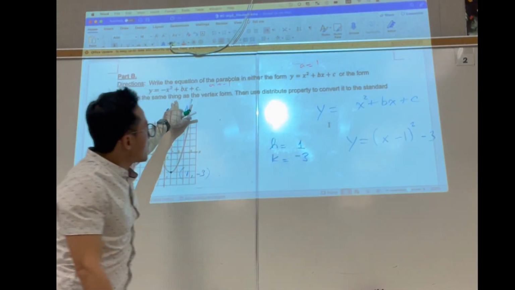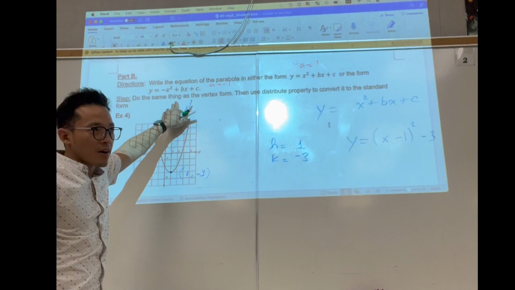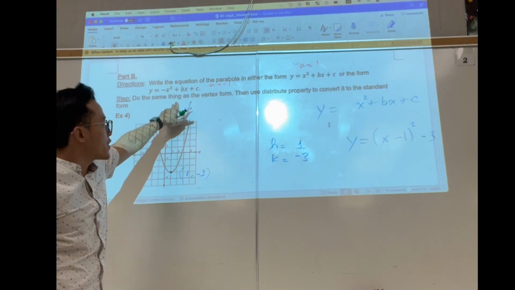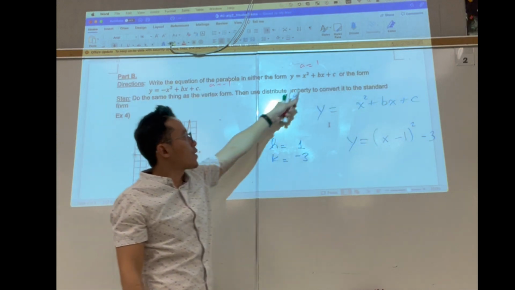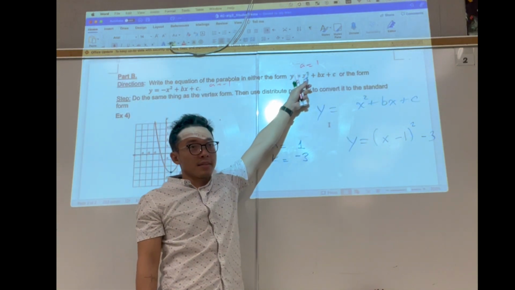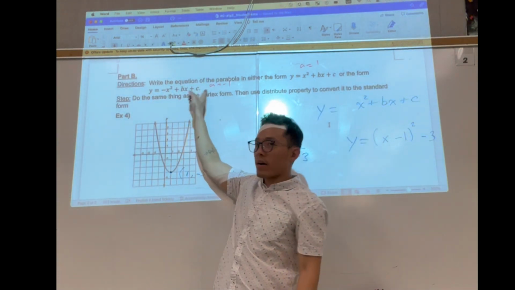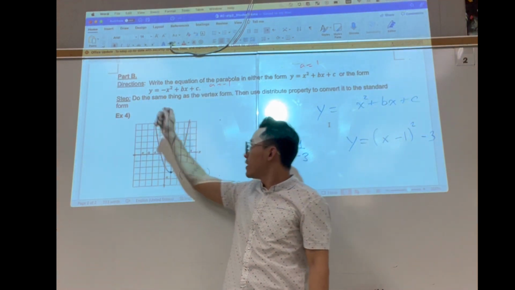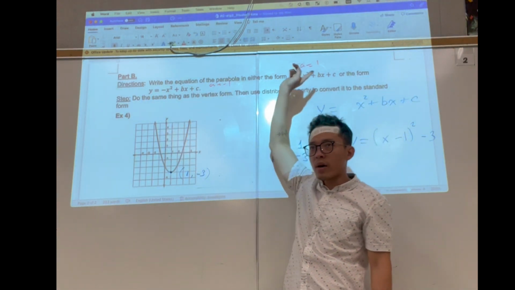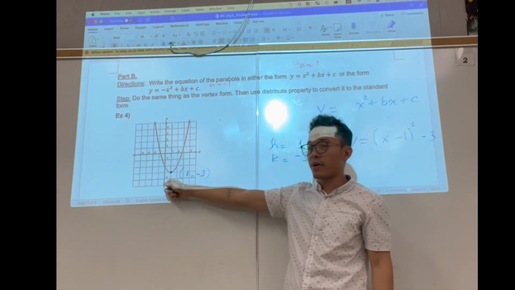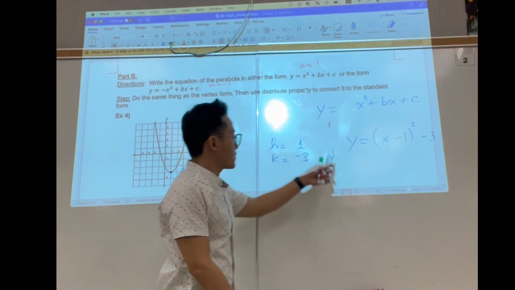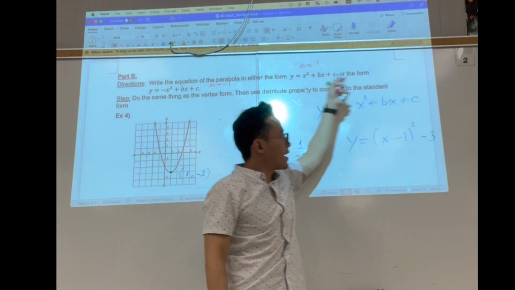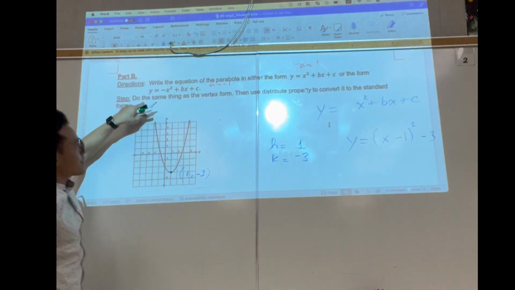So again, they're asking about standard form. Let me just review this. But in here, they only give you A is 1, and in this one A is -1. So you don't need to find A. And how do you know when A is 1 and when A is -1? You look at the graph, right? It opens up, that means it's positive. So I know this one is going to be here. I can do this step right here.